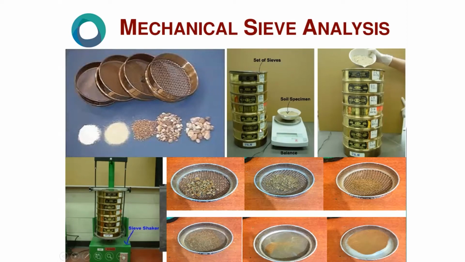You have a set of 7 sieves. You will be taking about 500 grams of soil, filling it, and putting it in this sieving machine for 15 minutes. After 15-20 minutes, when you open it, because of the dynamic vibration, the particles will have passed from the top sieve to the lower sieves, and what is retained on each sieve will be measured. Then you will be calculating.